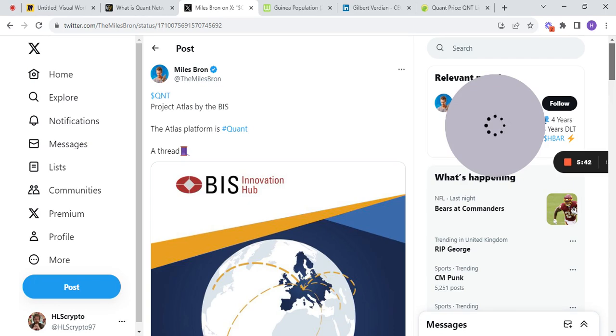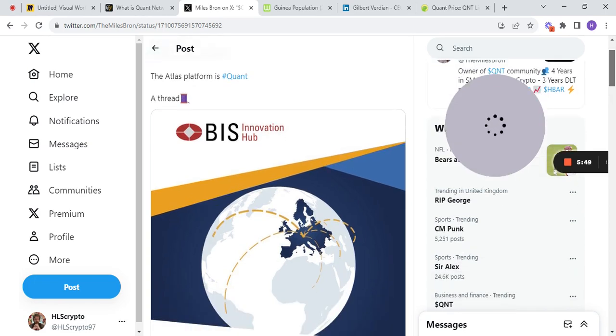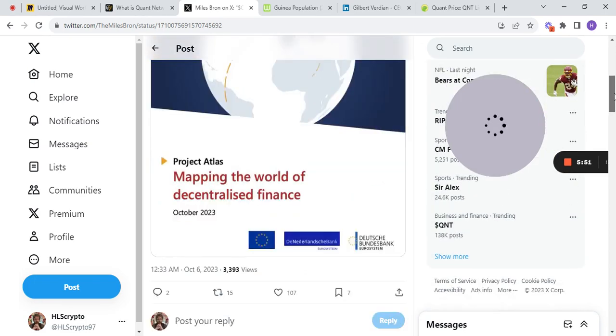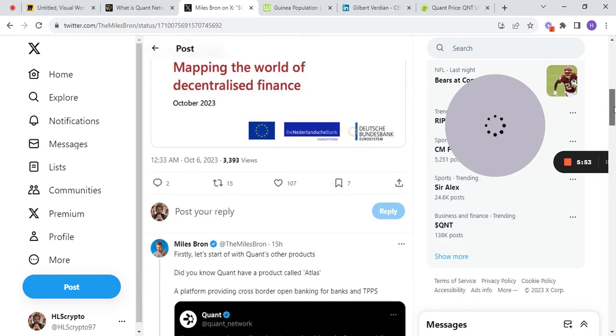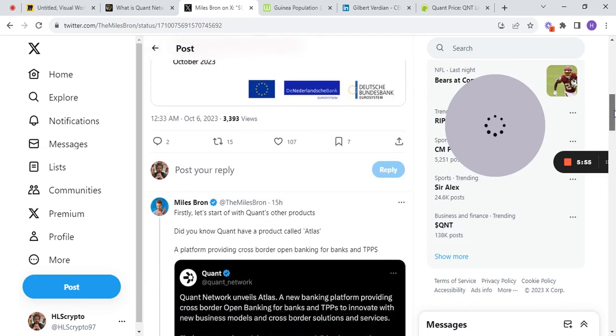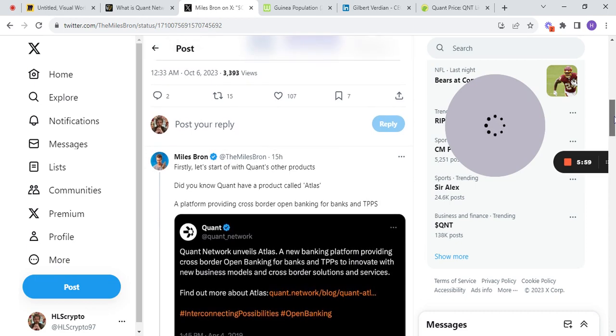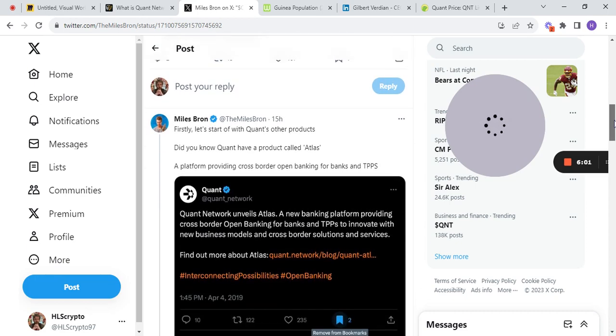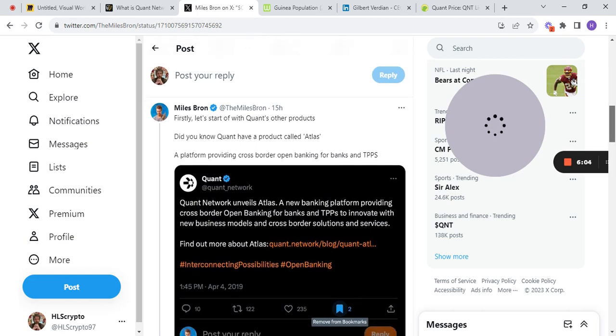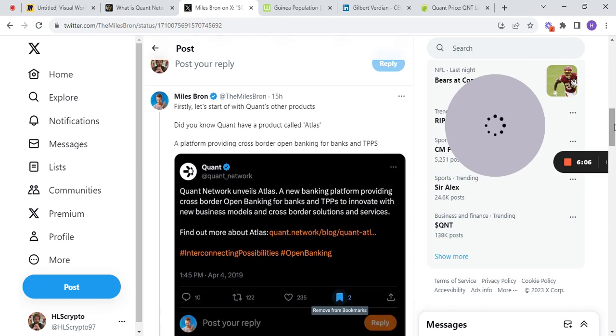So, Quant Project Atlas by the Bank of International Settlements. The Atlas platform is Quant, a thread. Now, obviously, that's slight speculation, but we'll go into it. Firstly, let's start off with Quant's other products. Do you know that Quant have a product called Atlas, a platform providing cross-border open banking for banks and TPPs? Quant unveils Atlas, a new banking platform providing cross-border open banking for banks and TPPs to innovate with new business models and cross-border solutions and services.